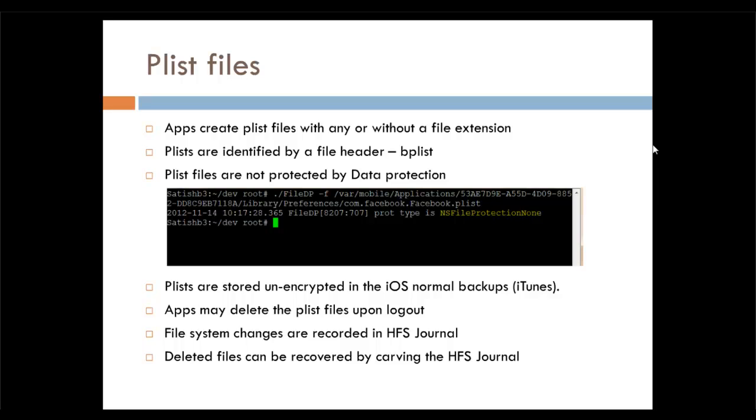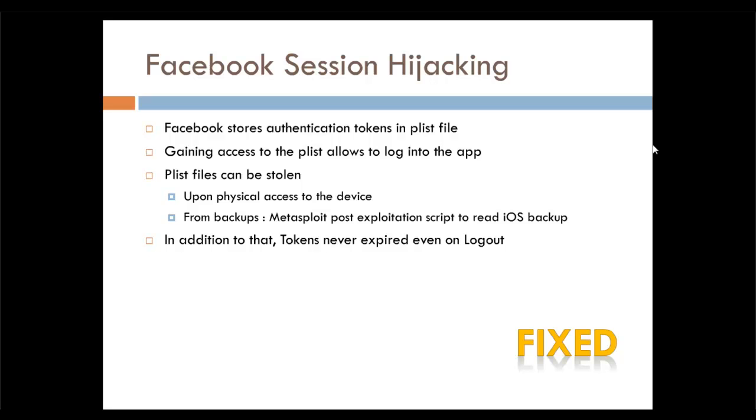We'll take a look at a real-world scenario: Facebook session hijacking. Facebook stores the authentication token in a plist file, and if you gain access to the plist file, we can log in as that Facebook user. Suppose I found someone else's iPhone. Using a custom RAM disk, I can grab the plist file and load it on my phone. Then I can log in as their account.